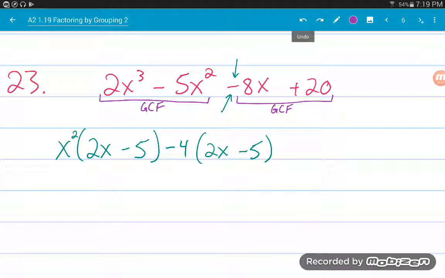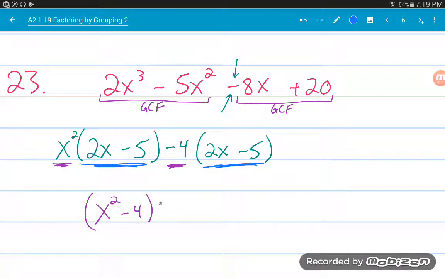Now what I'm going to do is I'm going to take the outside stuff, which is these, they're outside the parentheses, and I'm going to combine them into their own set of parentheses, x squared and minus 4. Now the identical ones, these here, they should be identical every time you factor by grouping. They're going to get combined into one parentheses themselves. Now this is the end. If the question says factor, if it just says factor, this is likely the end.